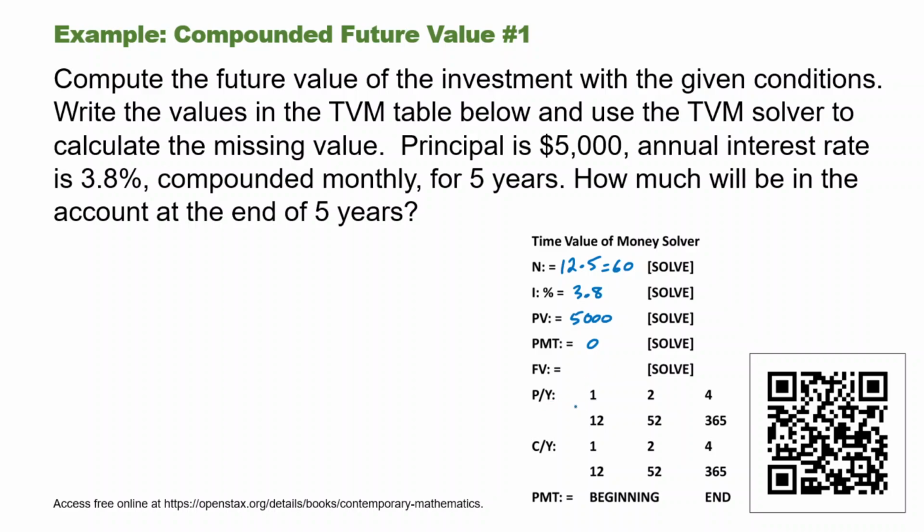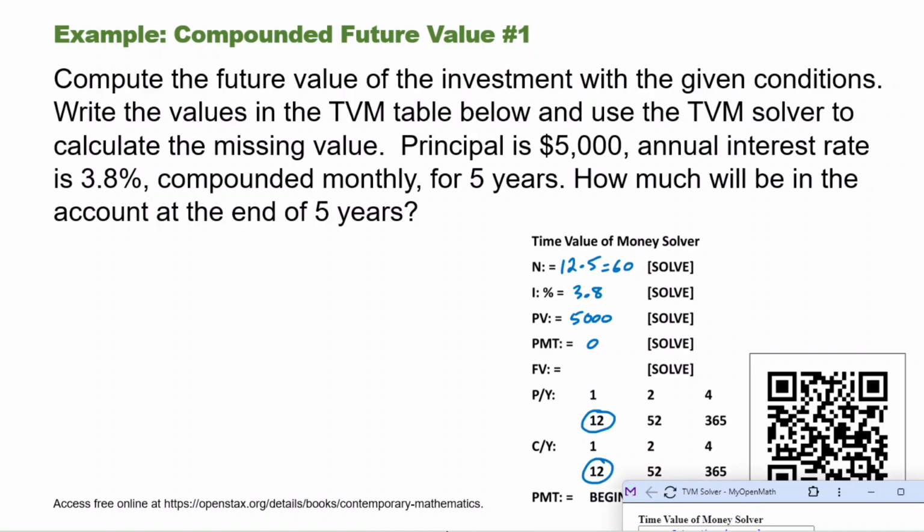P/Y, payments per year, well, we just said it was monthly, so we'll select 12 from the options of 1, 2, 4, 12, 52, and 365. Those represent annual, semi-annually, quarterly, monthly, weekly, and daily. Compounding per year will also be 12. And at this point, it does not matter whether we choose beginning or end for these questions, so I will just default to using end.